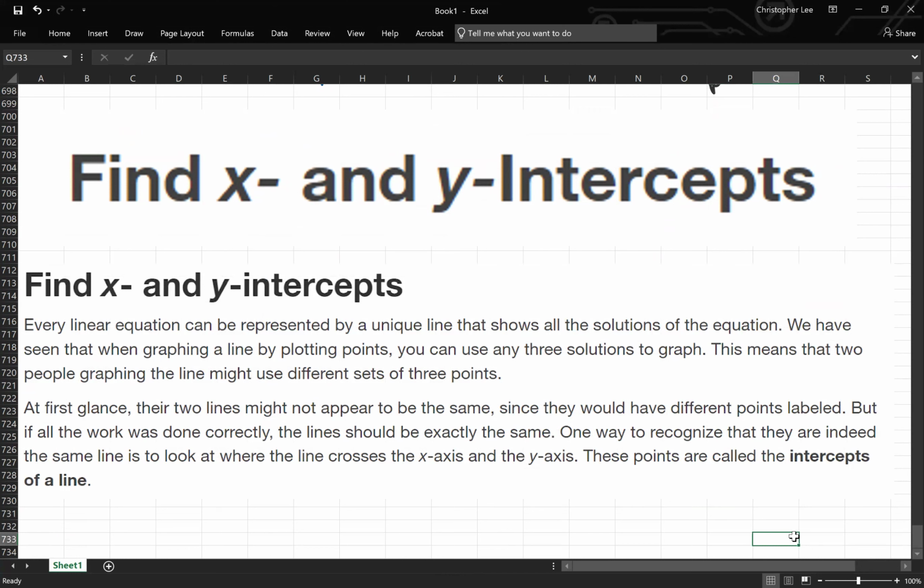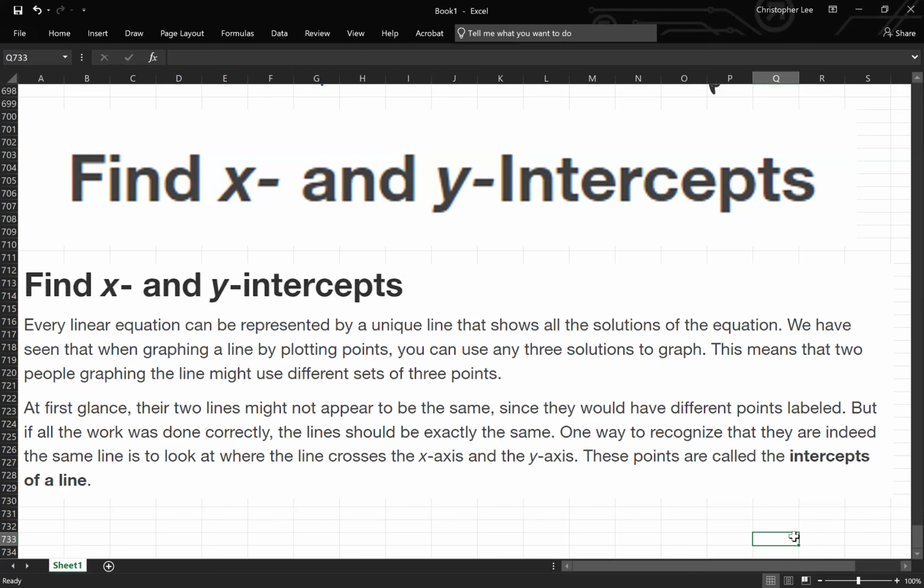Every linear equation can be represented by a unique line that shows all the solutions of the equation. We have seen that when graphing a line by plotting points, we could use any three solutions to the graph. This means that two people graphing the line might use different sets of 3 points. At first glance, their two lines might appear to be the same since they would have different points labeled, but if all the work was done correctly, the lines should be exactly the same, right?